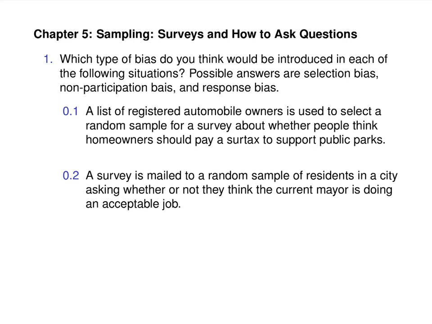So selection bias is when you somehow select the wrong sample. Non-participation bias means that people don't participate. And response bias means that somehow the response they give you is messed up for some reason. So this to me looks like selection bias. And that's because automobile owners might not represent your entire population, especially if you're talking about a big city where lots of people might not own cars. So this is selection bias. So not all homeowners may own cars.